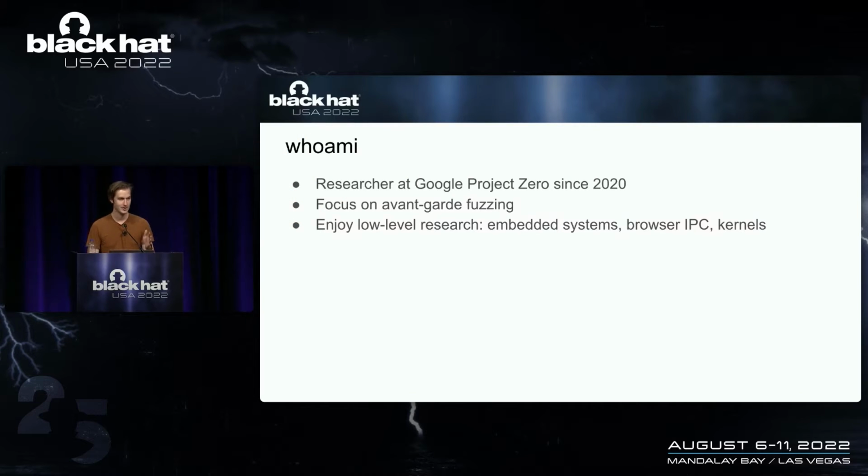So just a quick intro on me. I've been a researcher at Google Project Zero for a couple of years now. I like fuzzing as my research interest, and then low-level security, embedded systems, browser IPC, and kernels as the targets of my research. So this talk is on theme with that. I'll be talking about research related to fuzzing, and then how we can apply it to kernel fuzzing on iOS.